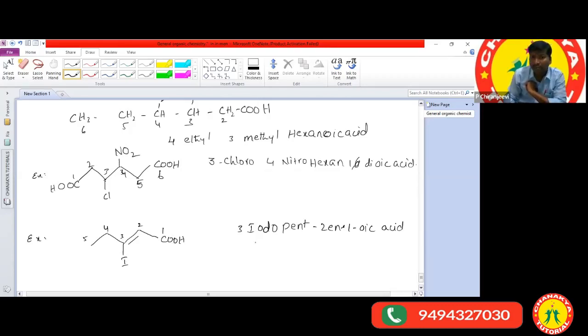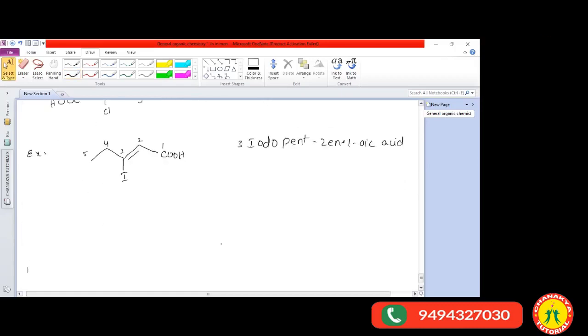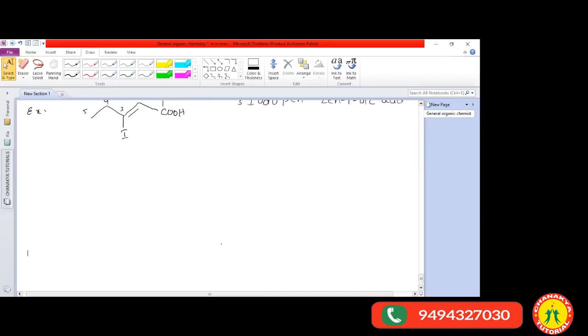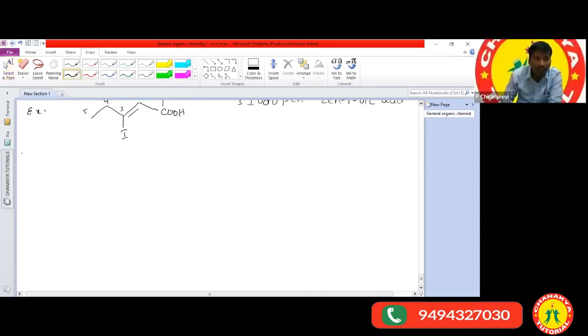What is the position of the iodine here? 3-iodo, and the root word contains 5 carbons, that's why I wrote pent. The given compound is unsaturated. What is the position of the unsaturated site? The least number we have to take, not the highest number. So between 2 and 3, the least number is 2. So pent-2-enoic acid. Clear? Can I give one more structure? Then we'll go for the next functional group.